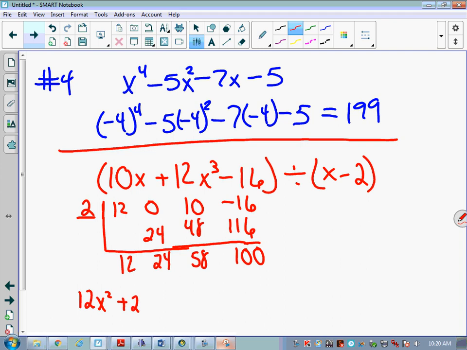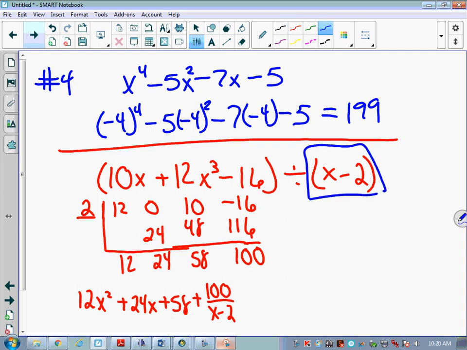Plus 24x plus 58 plus 100 over x minus 2. Okay? Not over 2. Over x minus 2, because we're originally dividing by x minus 2. Okay? All right.